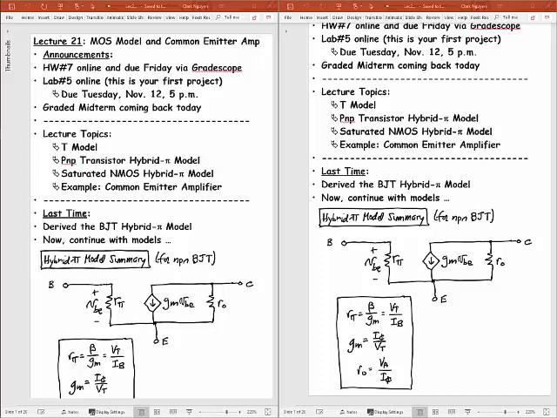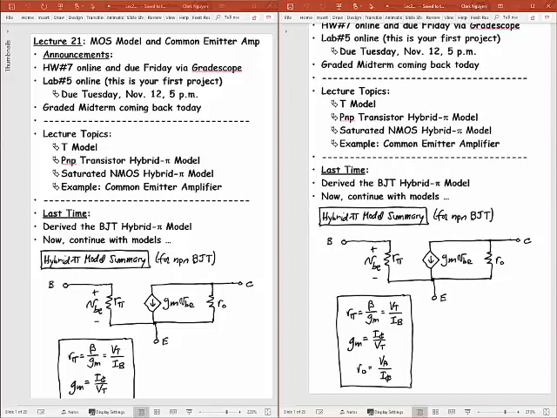All right, so welcome to lecture 21. This is going to be on MOS, small signal model, and common emitter amplifiers. We'll start with the common emitter amplifiers.